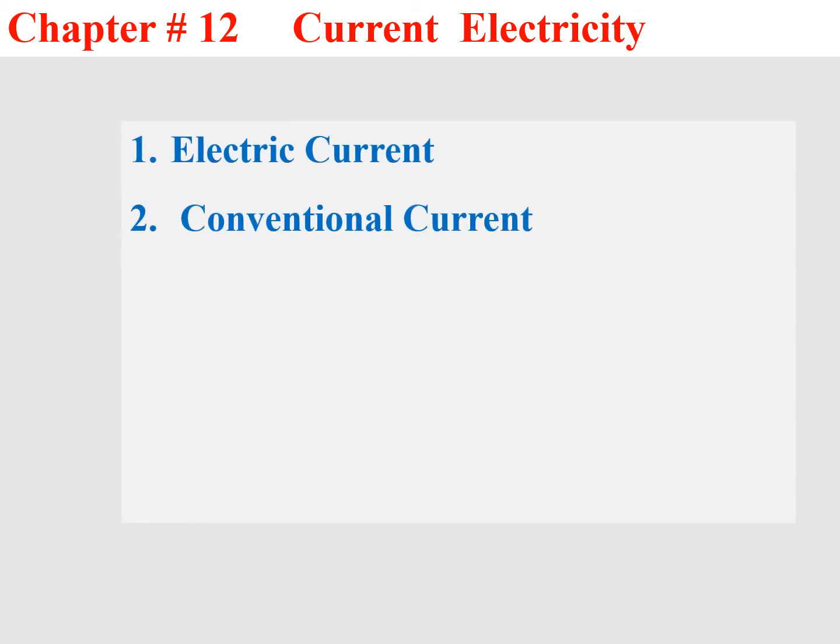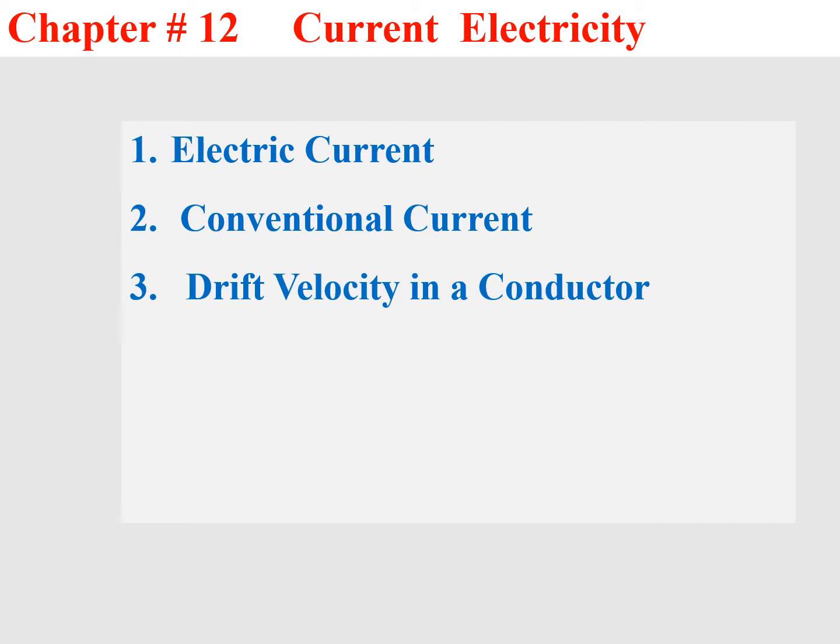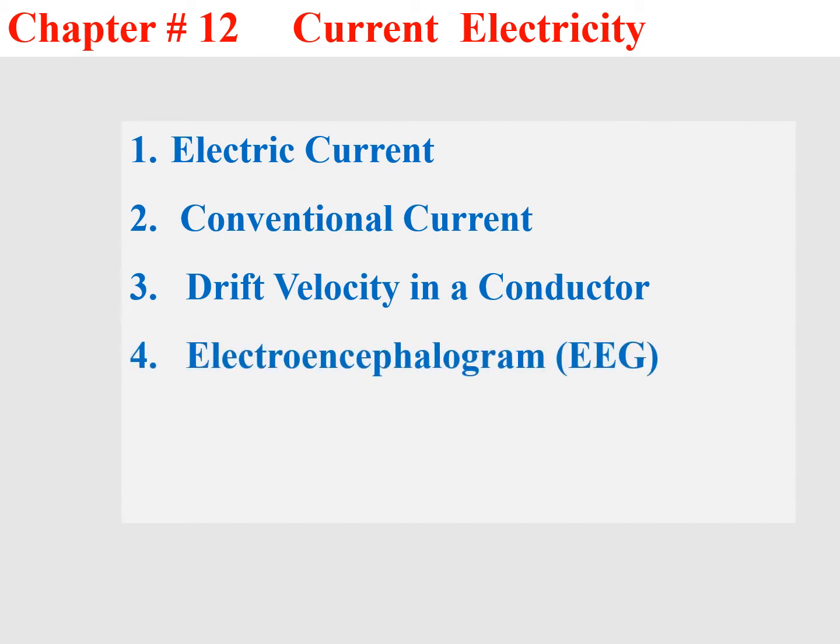Today we will start chapter number 12, current electricity, and we will study electric current, conventional current, drift velocity in a conductor, Ohm's law, and resistance.